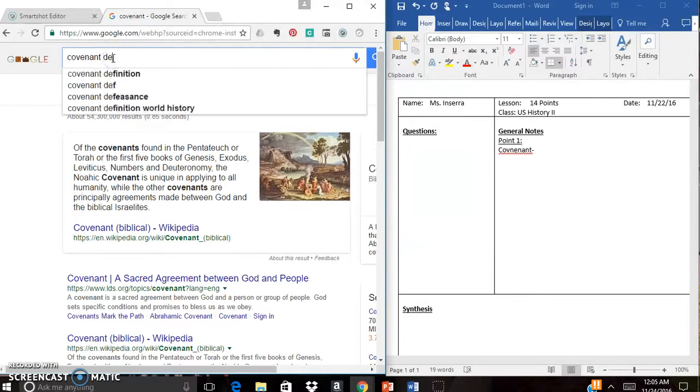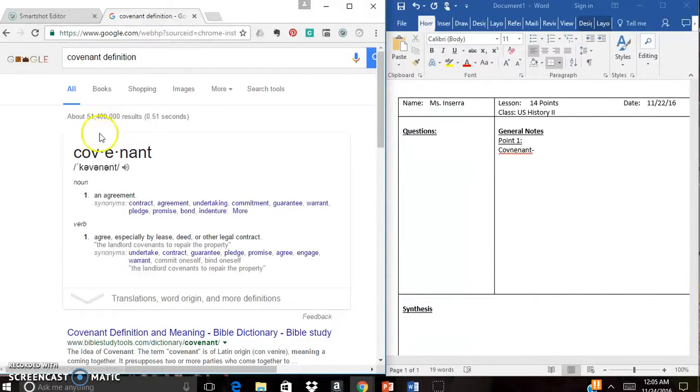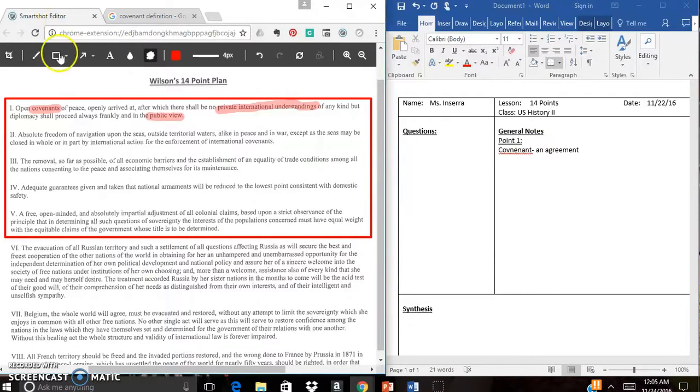We should note the definition. So it is an agreement, especially by lease, deed, or other legal contract. So let's write down that this is an agreement. Alright, so we know that point 1 is focusing on agreements, and specifically, in this case, it is going to be peace. Right over here. Okay.